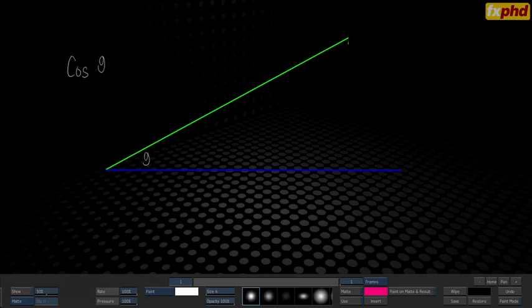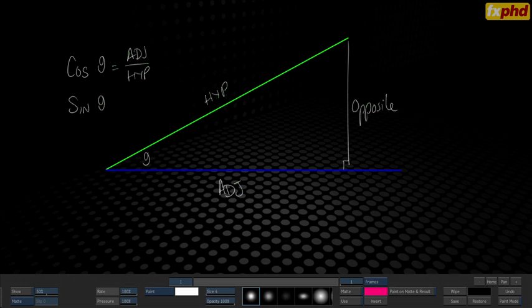So how does sine work? How does it work in relationship to cos? Well, in fact, they're very, very closely related. We know that cos is the adjacent over the hypotenuse. So what's sine? It's basically the other biggie. It's the opposite side over the hypotenuse.